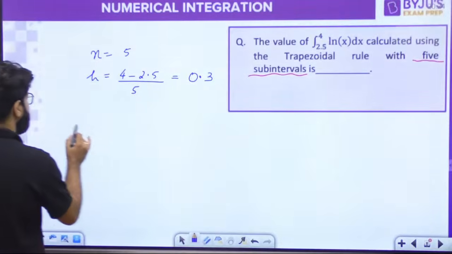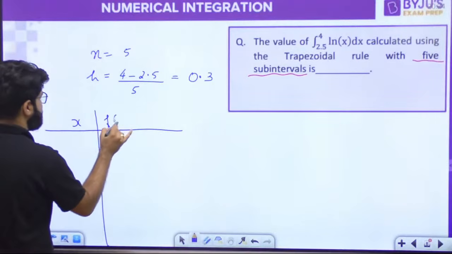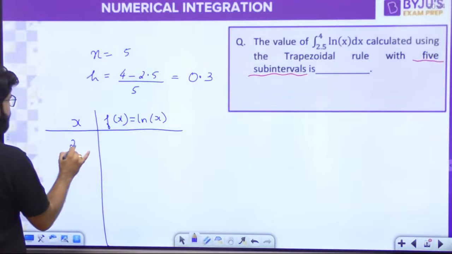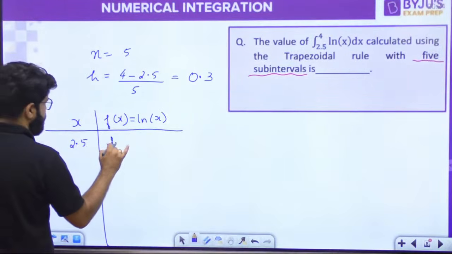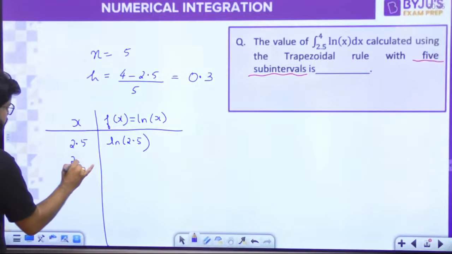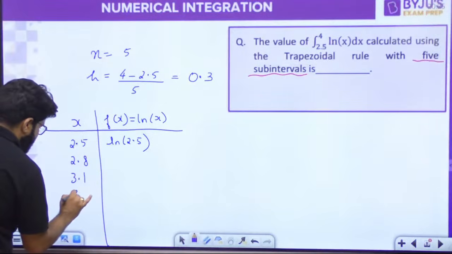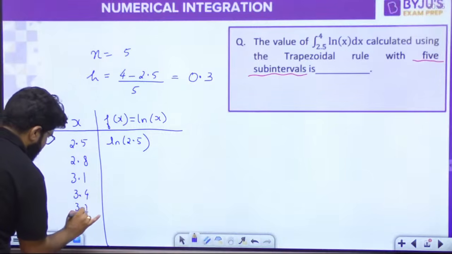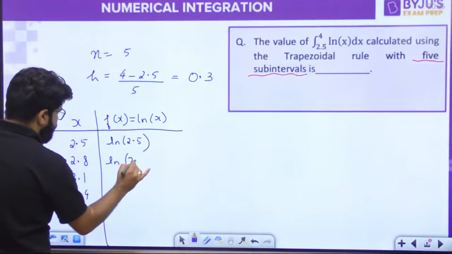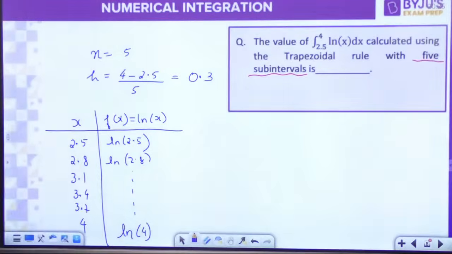So what are the values of x and what are the values of fx? यहाँ पे एक सिंपल सा एंट्री बना लेते हैं, x versus fx. fx is log of x, the function to be integrated. The starting value of x is 2.5. Okay, so this is log of 2.5. Don't write down the value right now. I'm just showing you. Then 2.8, then 3.1, then 3.4, then 3.7, and finally getting to 4. So write down these values: log of 2.8 and so on up to log 4. Directly calculation में put करते हैं.